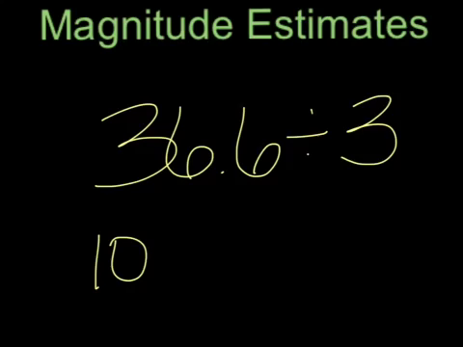If I can push myself a little bit further in my math facts knowledge, I also know that there are 3 12s in 36. Either way, my magnitude estimate for the quotient of 36.6 divided by 3 will be that it's going to be somewhere in the tens. This will help us to make sure that our answers are correct in the end.